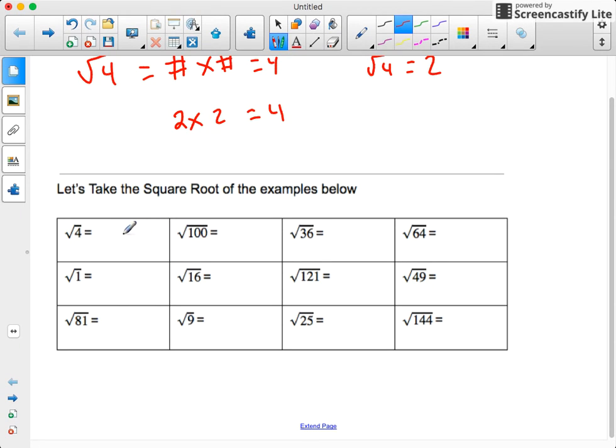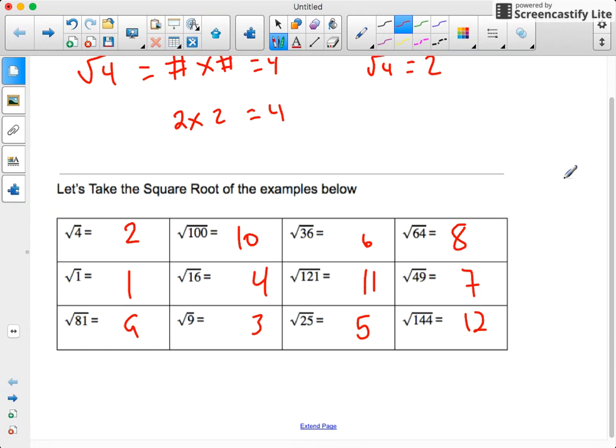Let's take a look. The square root of 4 is 2, 2 times 2. Square root of 100 is 10, then 6, then 8, 1, 4, 11. Oh, that's a tough one. 7, 9, 3, 5, and 12. So there's our answers. Hopefully we did pretty well.